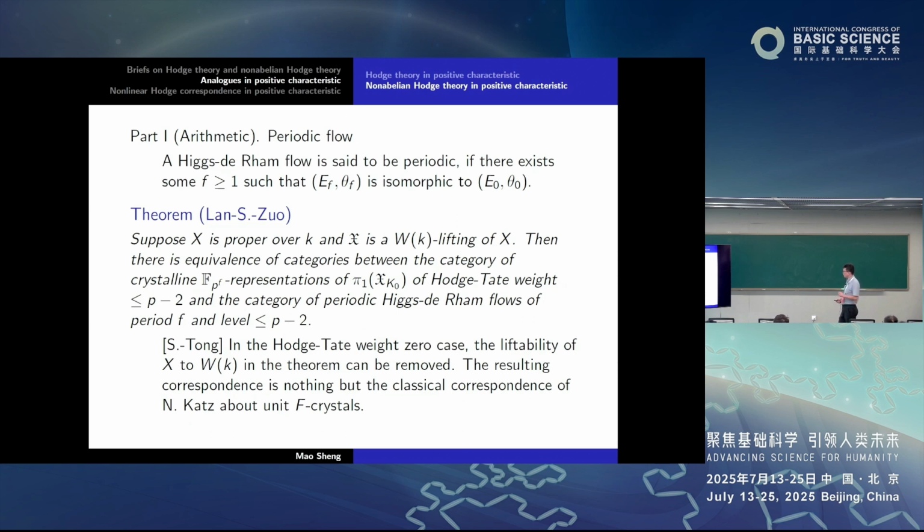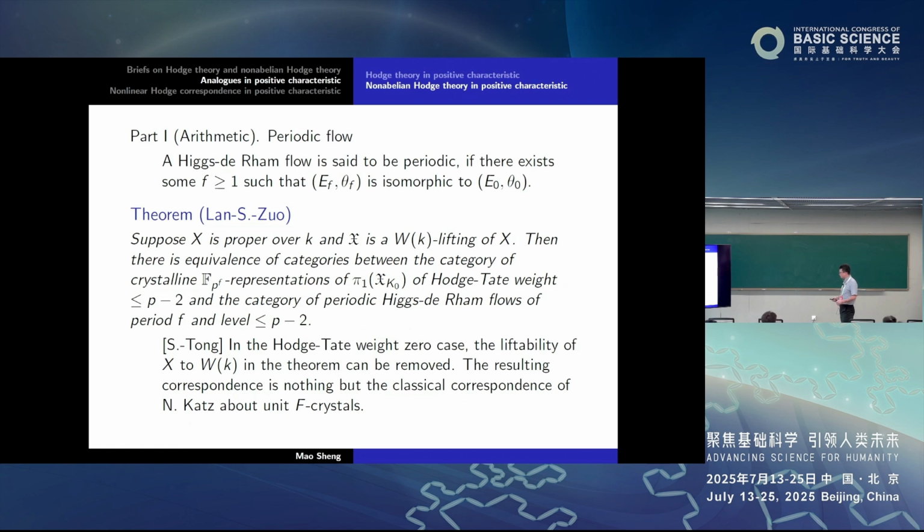So I would like to divide the whole theory into two parts. The first part is more arithmetic. I call it the periodic flow. We call a Higgs-de Rham flow periodic if there is some positive integer f such that E_f, theta_f is isomorphic to the initial Higgs field, E_0, theta_0. If f equals 1, this is just one periodic.